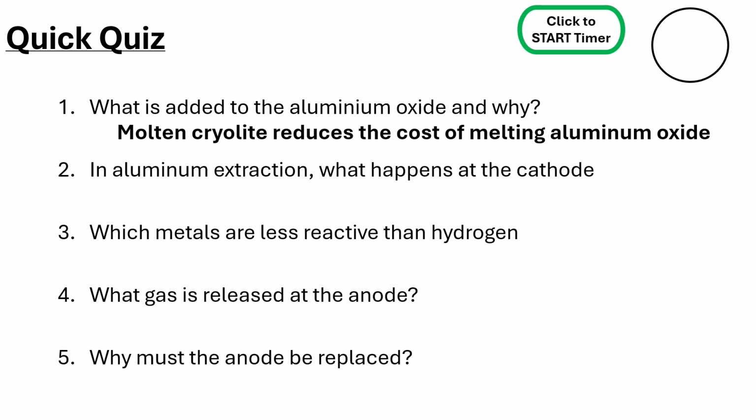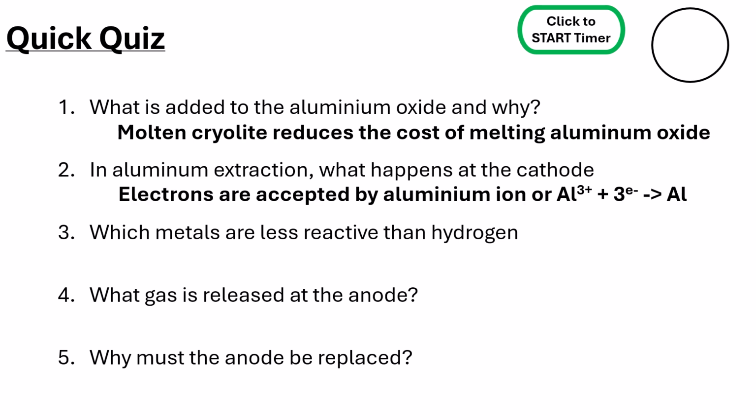In question 2, aluminium extraction, what happens at the cathode? Well, at the cathode, the positive ion, which in this case is aluminium, is gaining electrons. So the gain of electrons is reduction. So the aluminium ion is reduced to form aluminium.